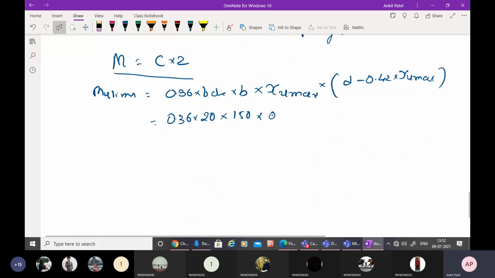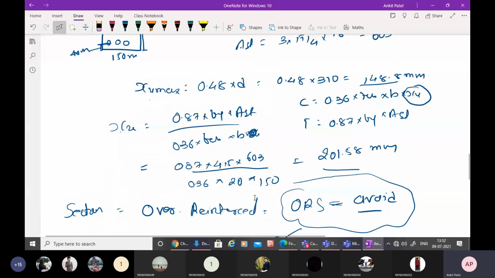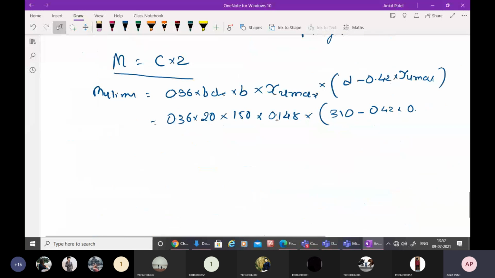This is only from the exam point of view, but you need to understand the concept also. So what is the amount of d? That is 310. 310 minus 0.42 times, again, 148 mm.